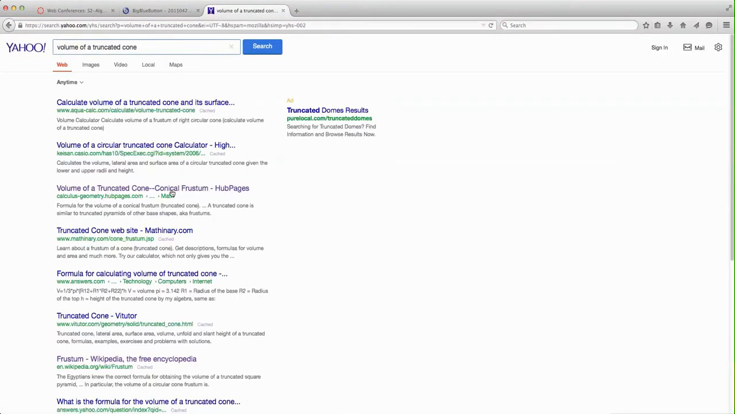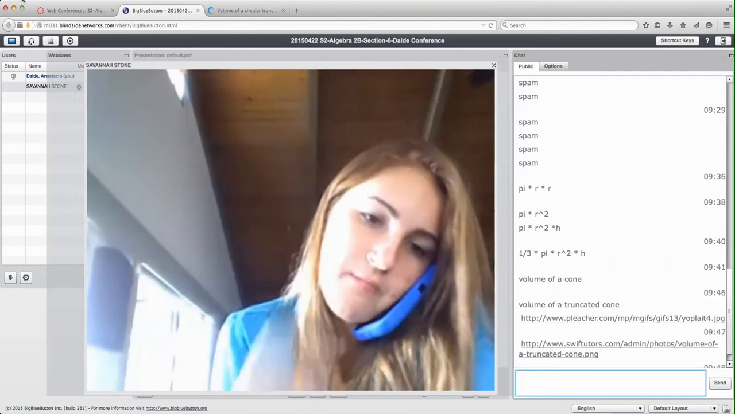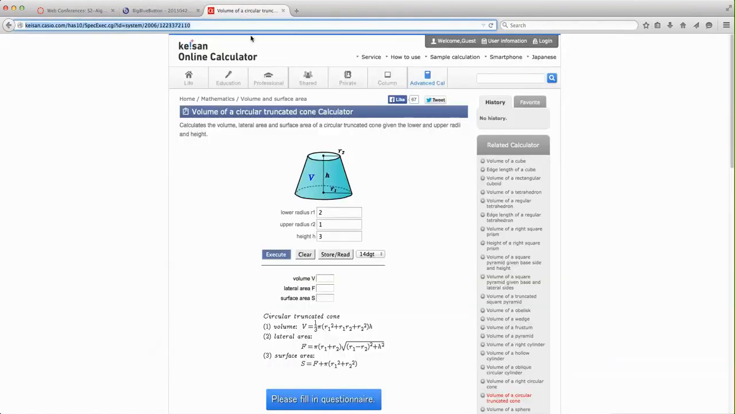Volume of a truncated cone. Which one do I like? I like these guys. These guys are pretty good. All right, check this one out. Do you see the equation that they give for volume? Hang on, it's loading.